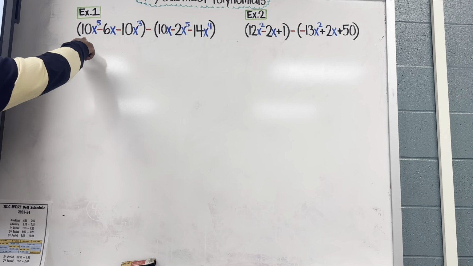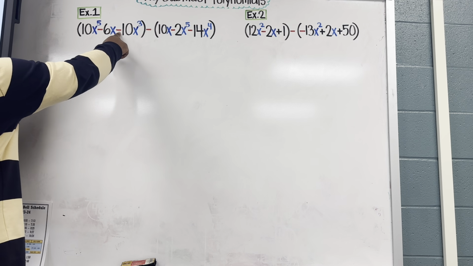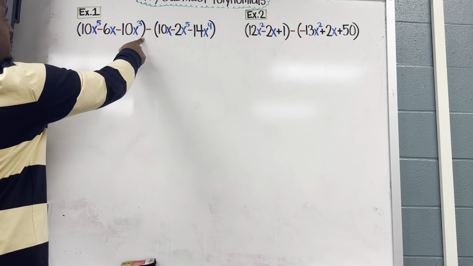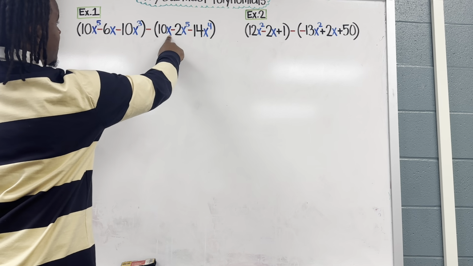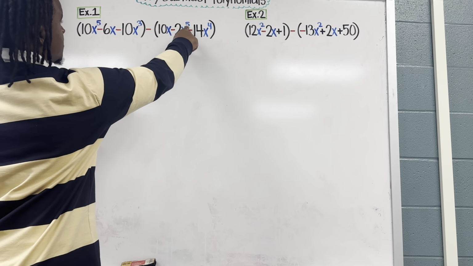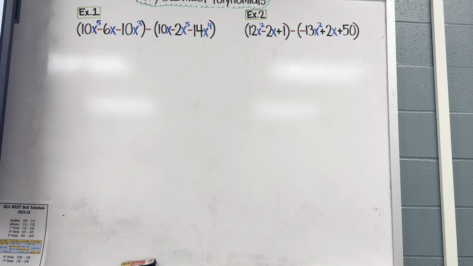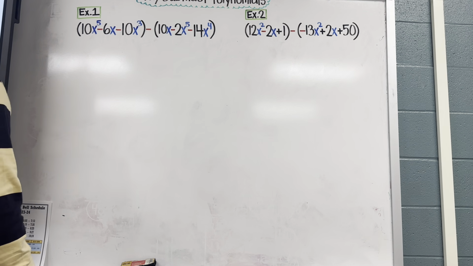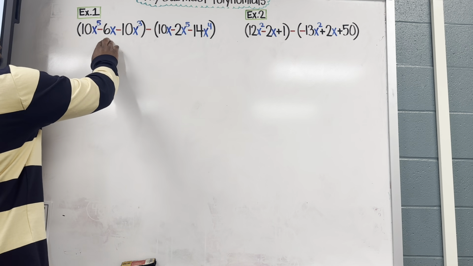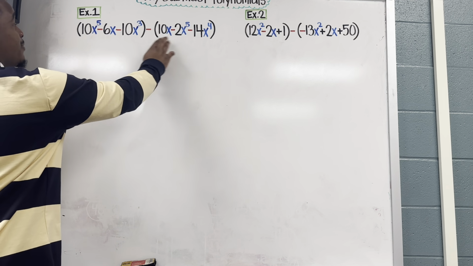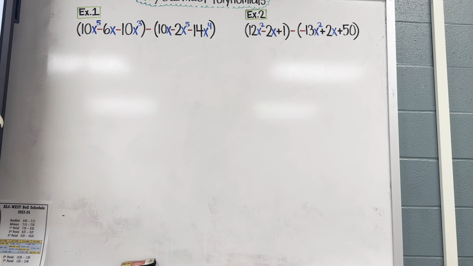I have parentheses 10x to the 5th power minus 6x minus 10x to the 3rd power, parentheses close, minus parentheses 10x minus 2x to the 5th power minus 14x to the 4th power, parentheses closed. Okay? So what we need to do, guys, is we need to simplify this particular polynomial. And the first thing that we need to do, guys, is we need to distribute both of these values or these expressions outside of the parentheses, okay?